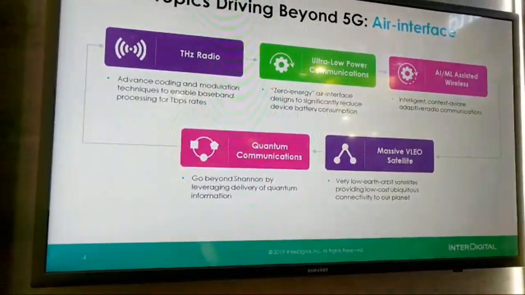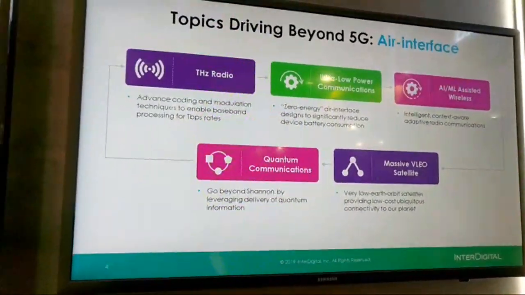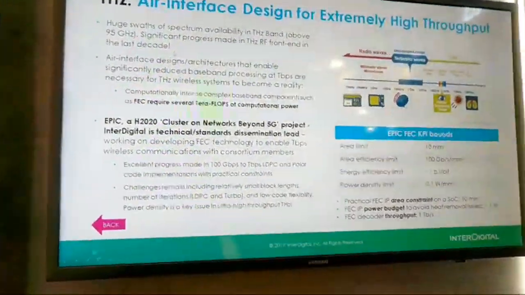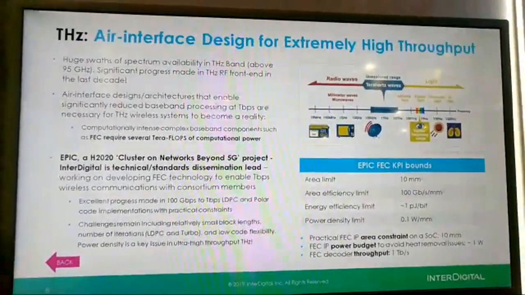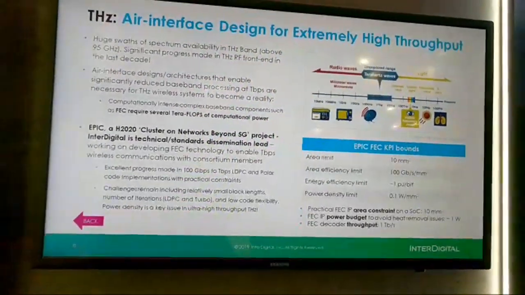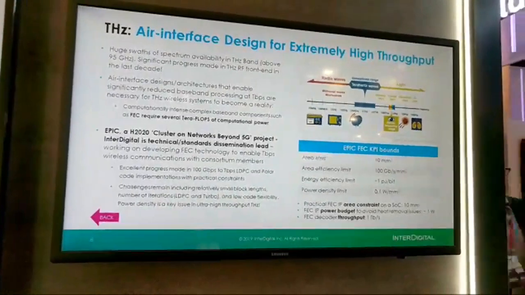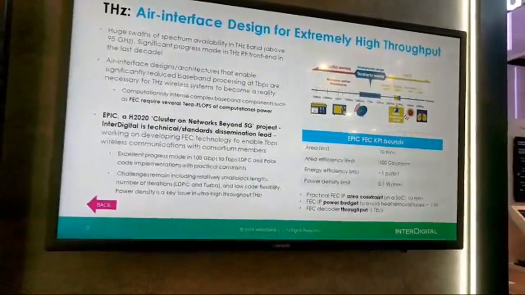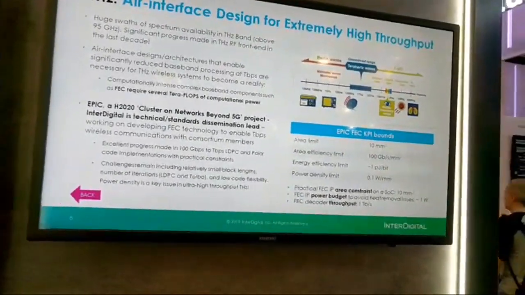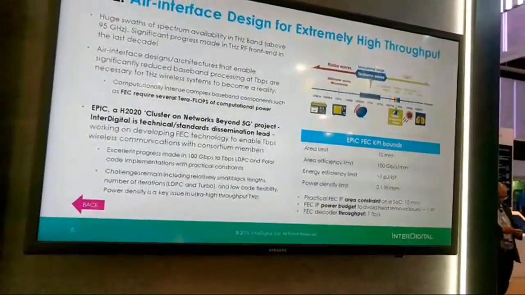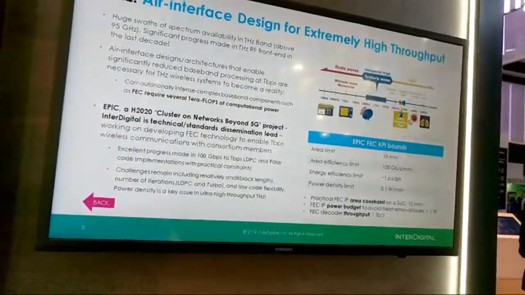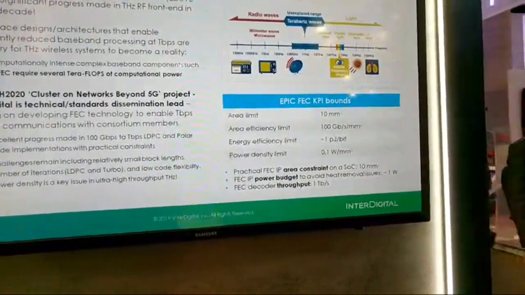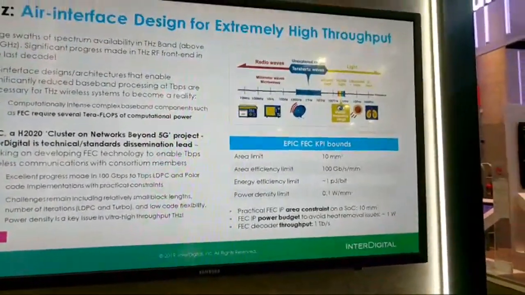There are multiple challenges here, and we are working with our European partners in the EPIC project, which is one of the key projects that we're focused on. It's part of the Horizon 2020 cluster and networks beyond 5G projects, where we are focused on looking at the FEC technology, where we want to truly enable 1 terabit per second data rates. There are several EPIC FEC KPIs that have been put together from the consortium, and we are targeting them right now.